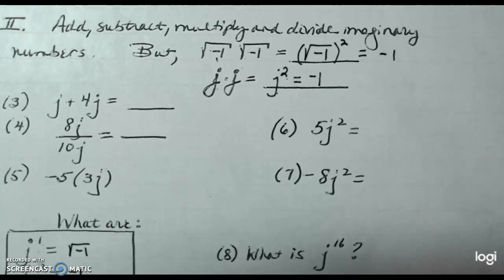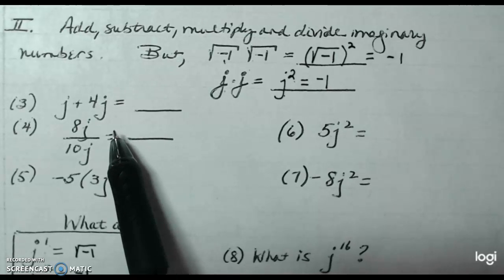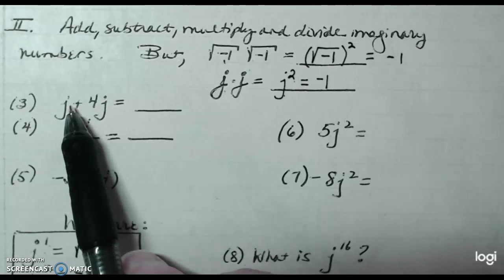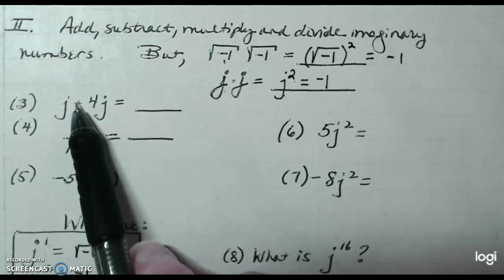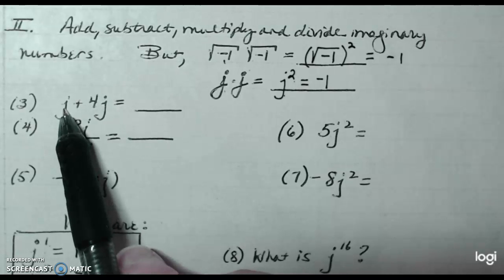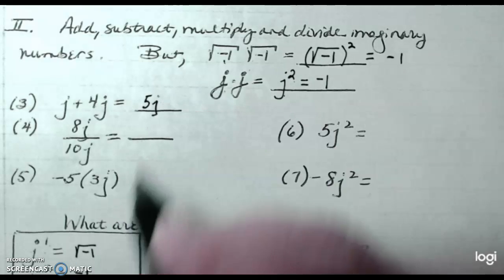So going back to how we combine or simplify values where we have just j to the first power or the second power. If it's to the first power, like exponents, you can add and subtract like terms. So we have 1j plus 4j yields 5j in simplified form.